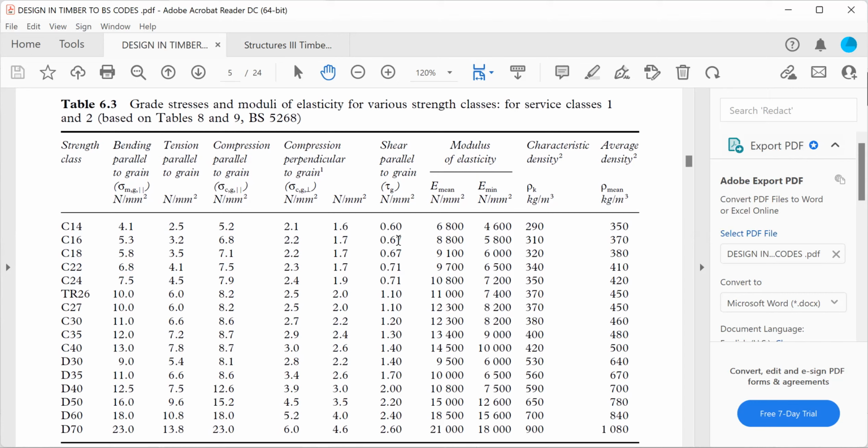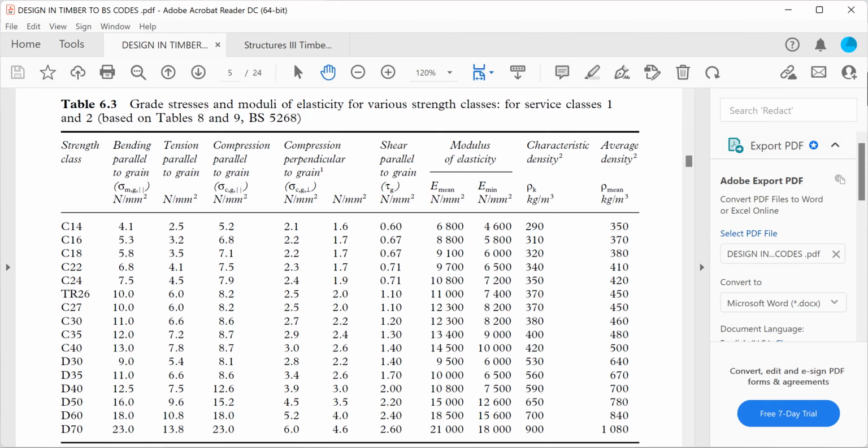And then we go to modulus of elasticity. Because the beam is a single beam, we use E minimum, meaning the lowest value, because you have E mean to mean average and E minimum to mean the lowest value. From strength class C16, E minimum is 5,800 Newton per millimeter squared. Remember, these values are found in table 8 and table 9 of BS 5268.